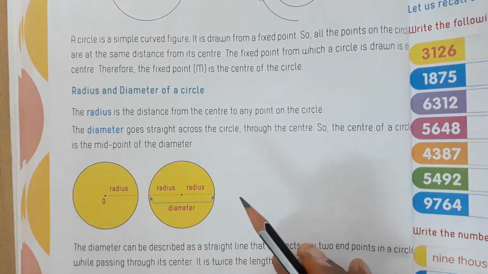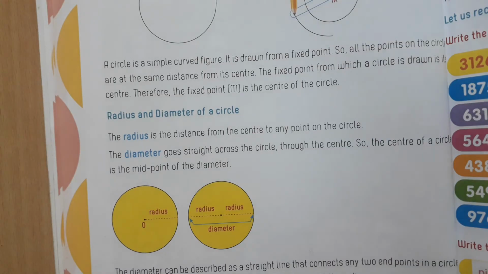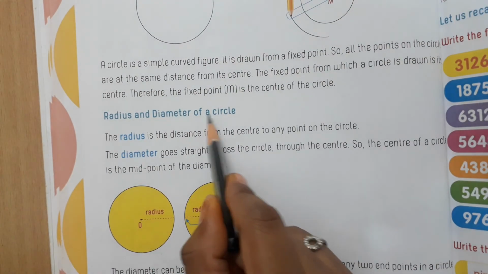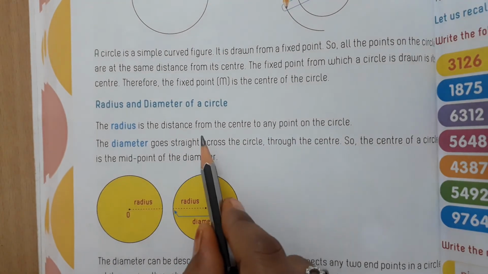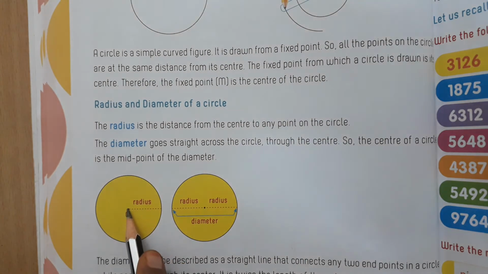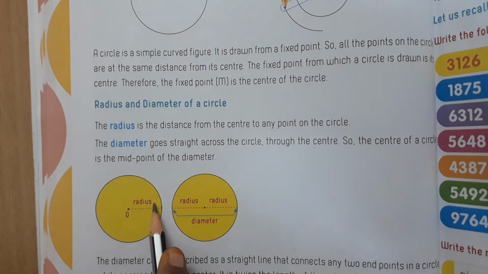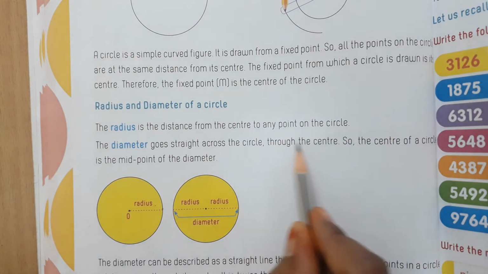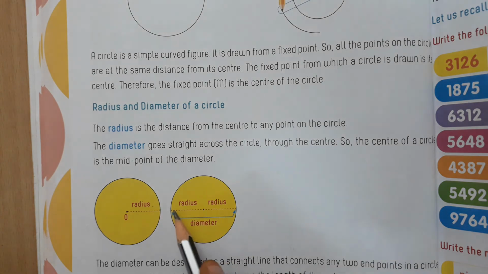So, some important topics related to circle are radius and diameter of a circle. The radius is the distance from the center to any point on the circle. And the diameter goes straight across the circle through the center. The diameter means here the line which goes across, through the center.